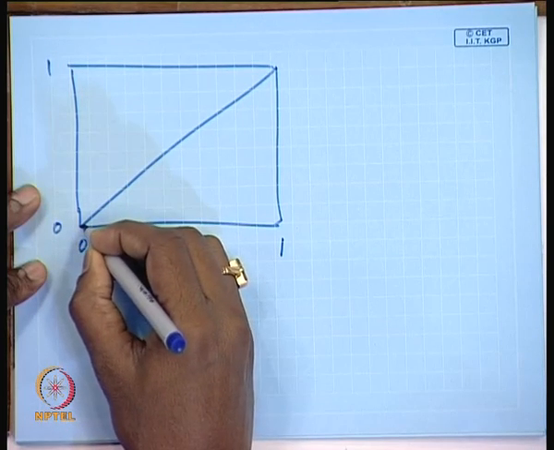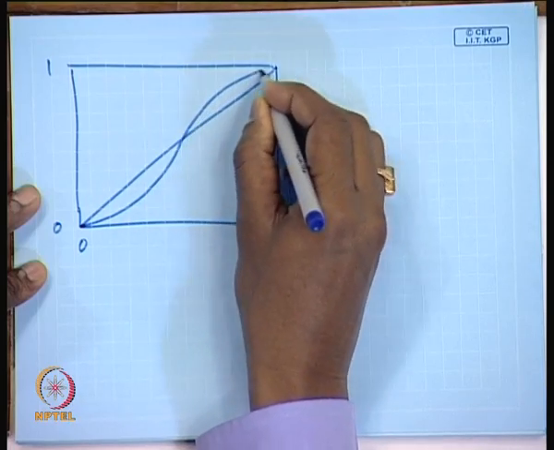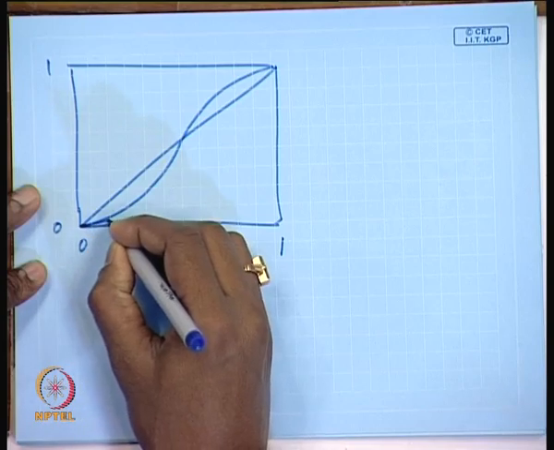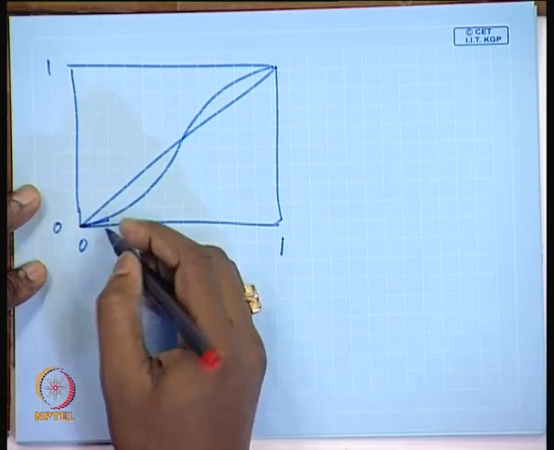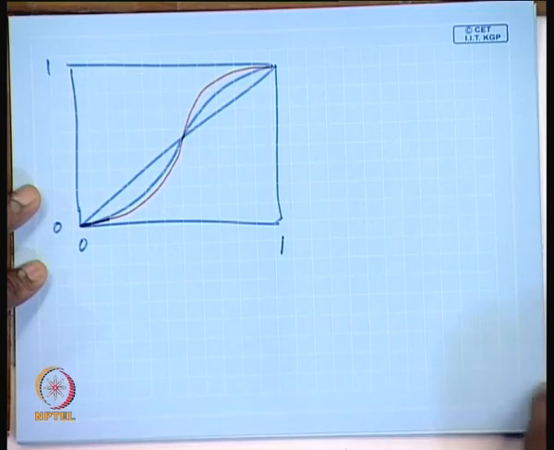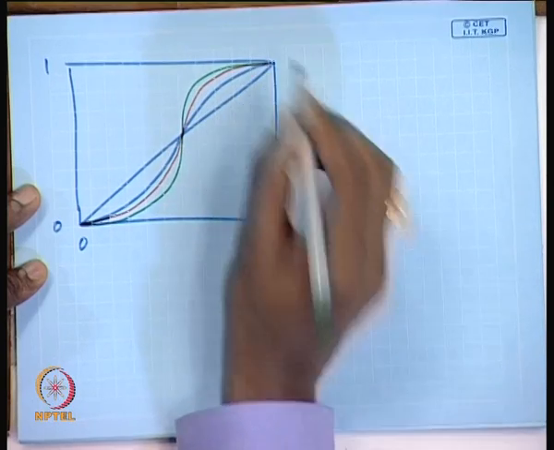Now if we increase this value from beta equals 1, alpha equals 1, this will look like this. If we further increase this, keeping this intersection point the same, this will have more slope here, and similarly it will go on increasing with the increased value of this beta.